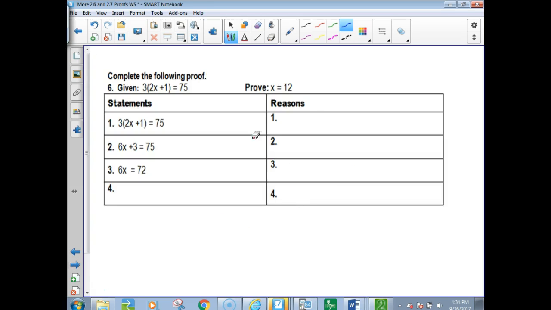Okay, now we're going to go through some proofs. This first proof is an algebraic proof, and always the first step is given. That is simply where you're rewriting down what you've been given. Then we do some multiplication, which is not called the multiplication property of equality because we didn't do it on both sides. We only did the multiplication through the parentheses, which we have always called the distributive property.